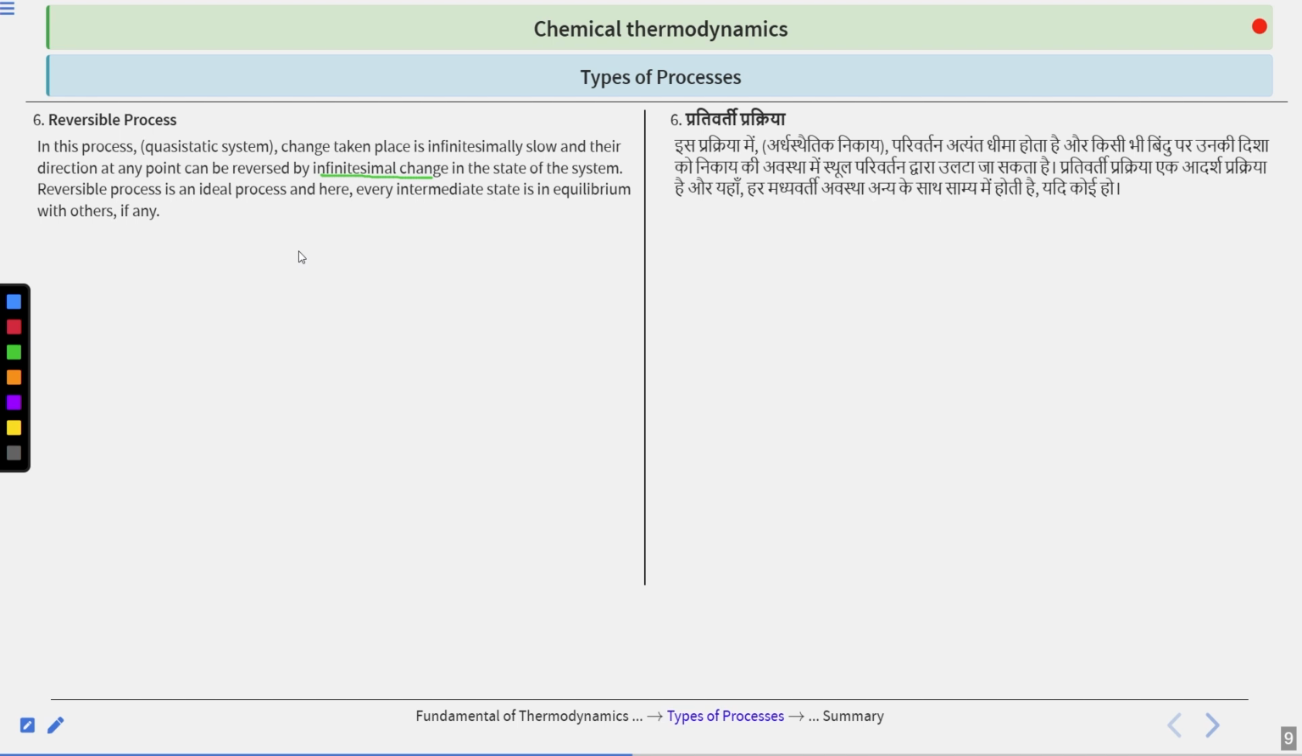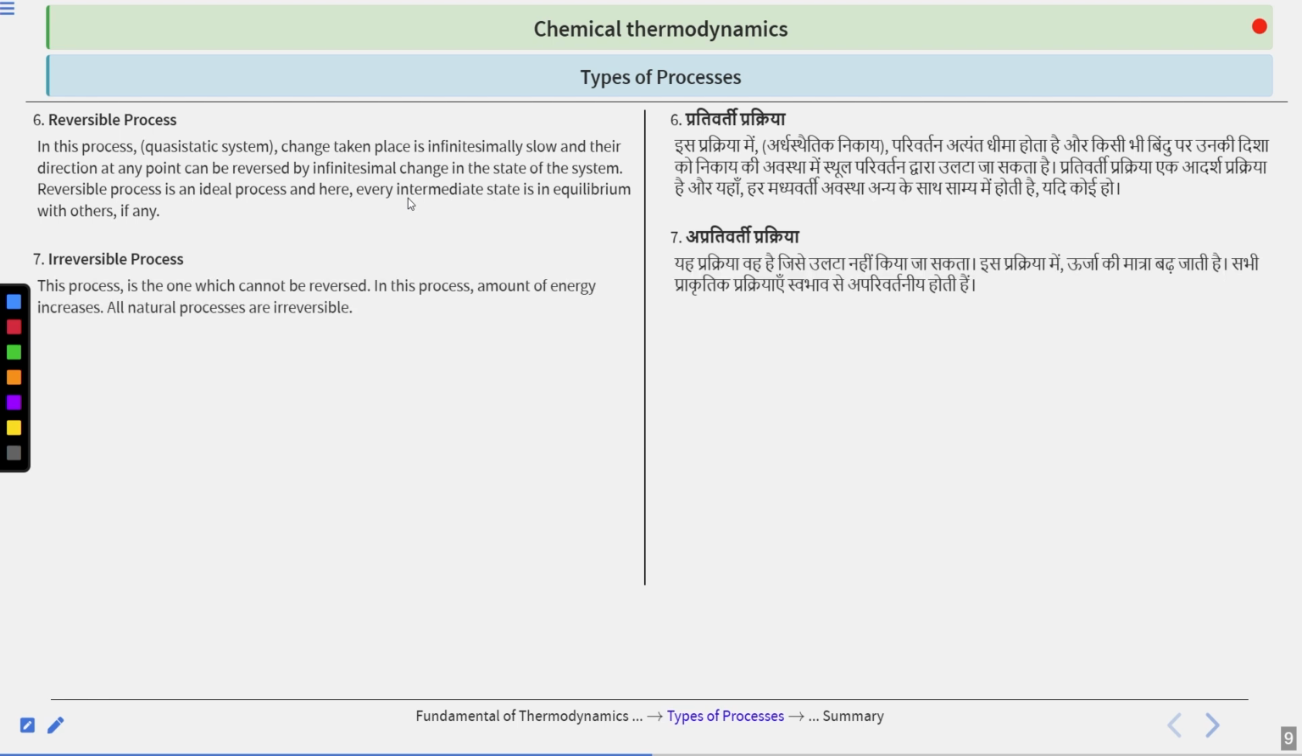So every intermediate state is in equilibrium with each other. The reversible process is an ideal process, and here every intermediate state is in equilibrium with the others. So you move from one state to another by introducing small changes. Suppose you have increased the pressure by a small amount, that is dP. That will be in equilibrium with the first state. Then we add one more dP, and then one more dP, and doing this slowly we move to the final state. Clear?